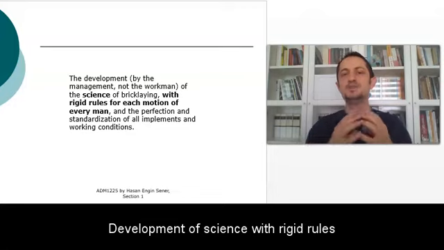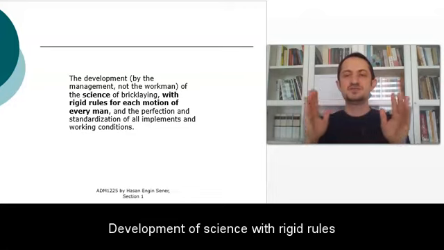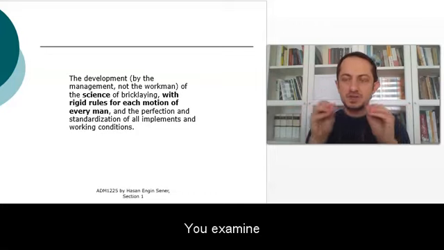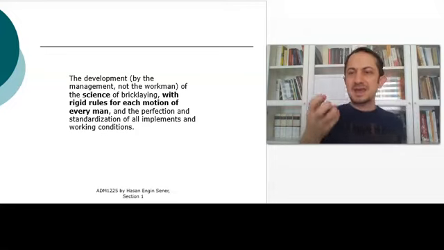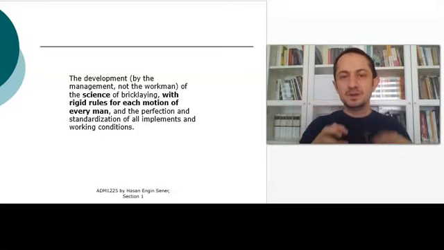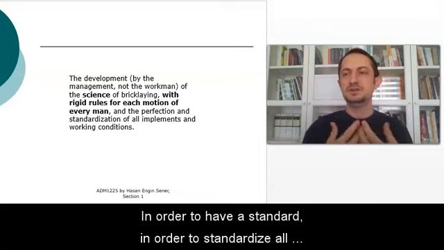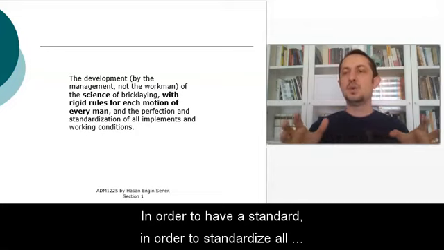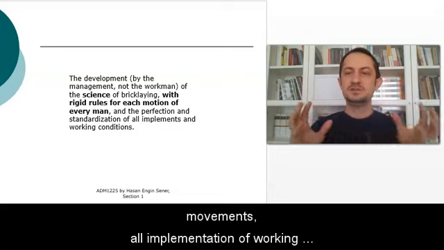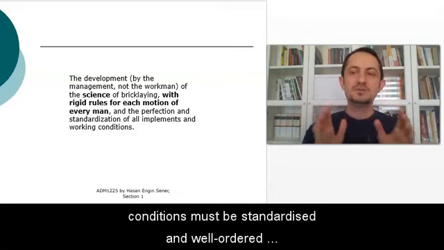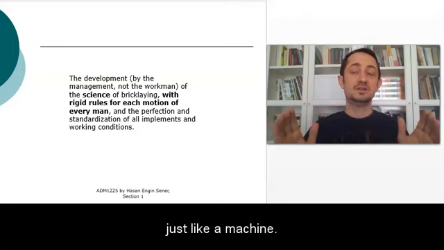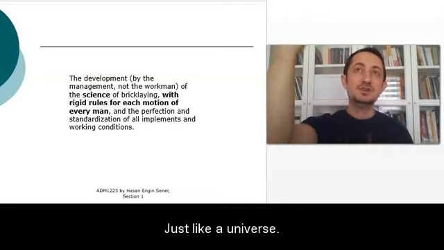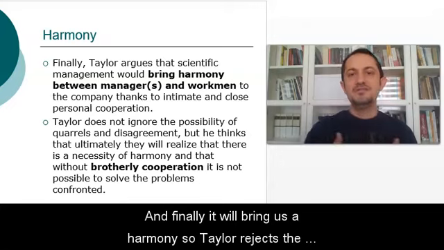So, development of science with rigid rules. You examine the process, you examine the motions. Why do you examine this? In order to have a standard, in order to standardize all movements. All implementation and working conditions must be standardized and well ordered, just like a machine, just like a universe. And finally, it will bring us harmony.